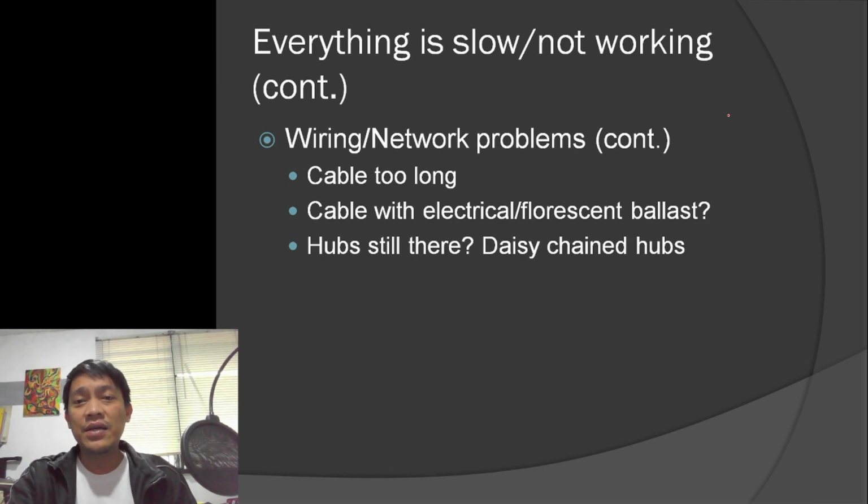So hubs still there. So there are daisy chains sa hubs or naka-series yung hubs. But nowadays naman wala na sigurong gumagamit ng hub because of the problem encountered in hubs in terms of traffic and collision of data. So most probably networks nowadays are deployed using switches.